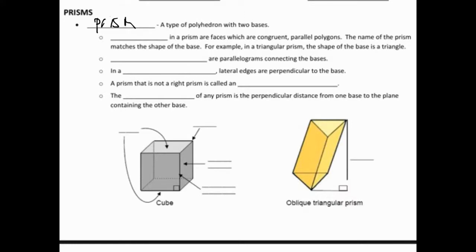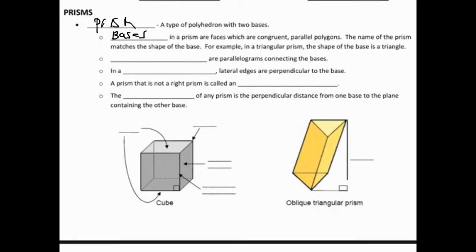But one thing we have to know is that these 2 bases in a prism are congruent and parallel polygons. The name of the prism matches the shape of the base. For example, in a triangular prism, the shape of the base is a triangle. So basically, if you have bases, they're going to be congruent and parallel to each other, and we'll get more into specifics on that.